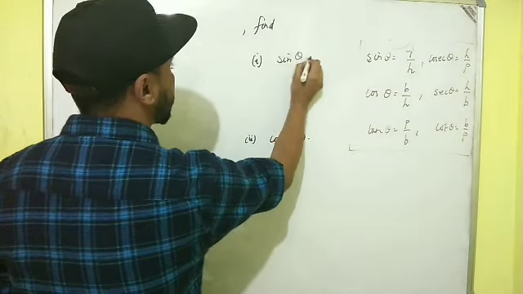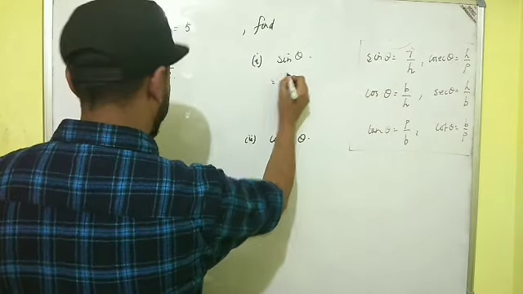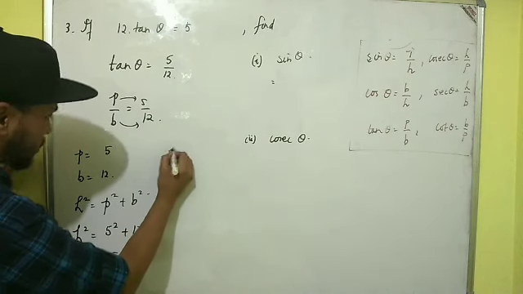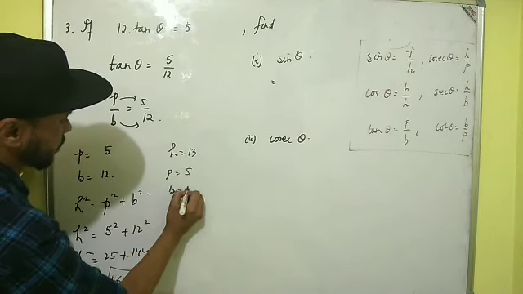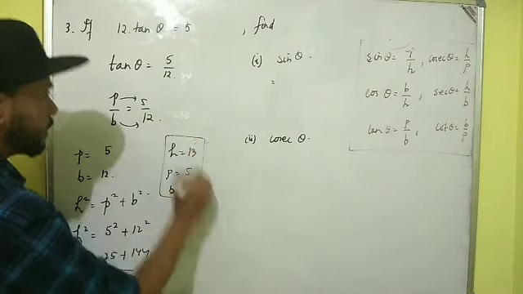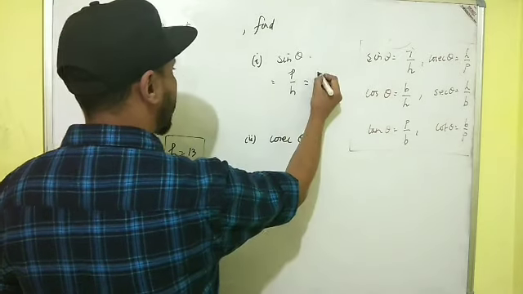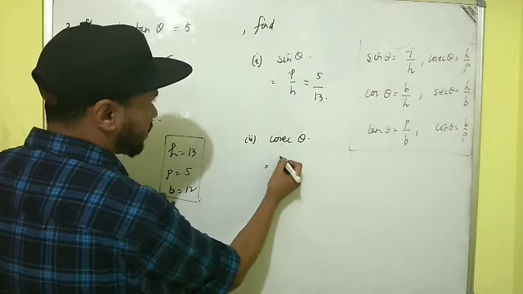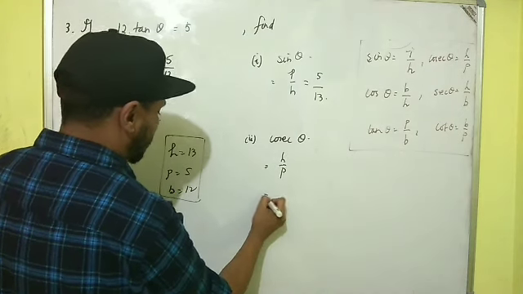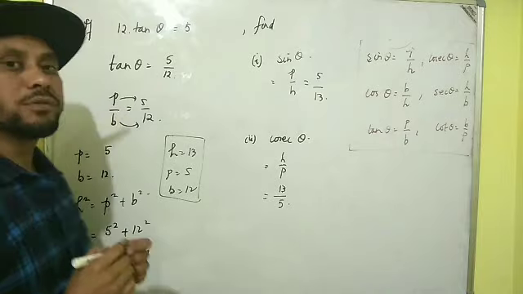This is your sin theta. Now sin theta is p by h. So here we got all the three values. So h is equal to 13, p is equal to 5 and b is equal to 12. So p is your 5 and h is your 13. So this is the answer. The cosec is h by p. So h is your 13 and p is your 5. So this is how we solve.